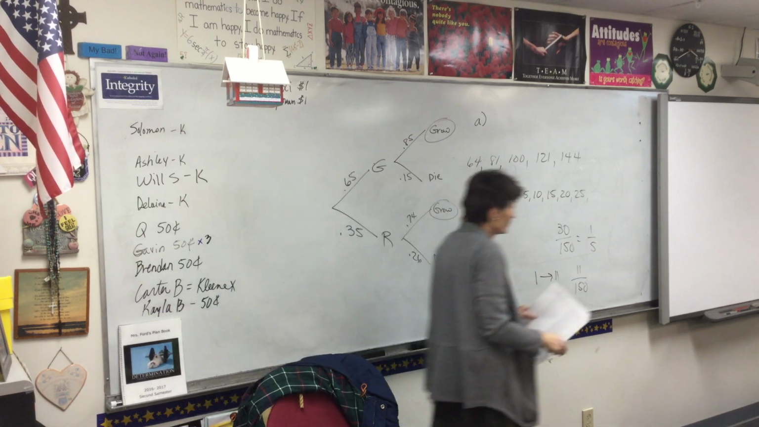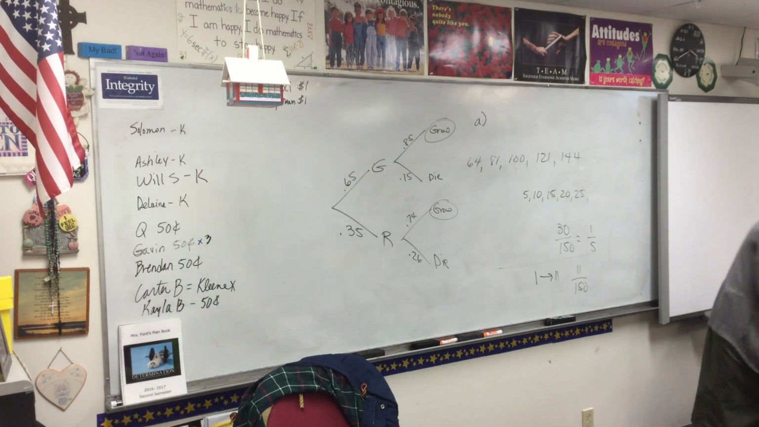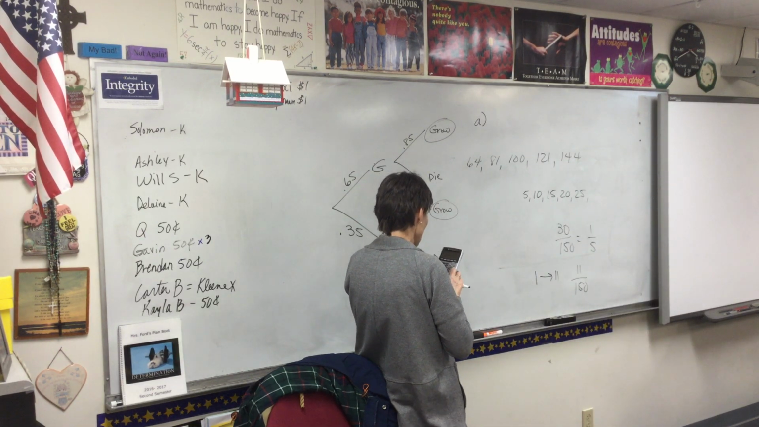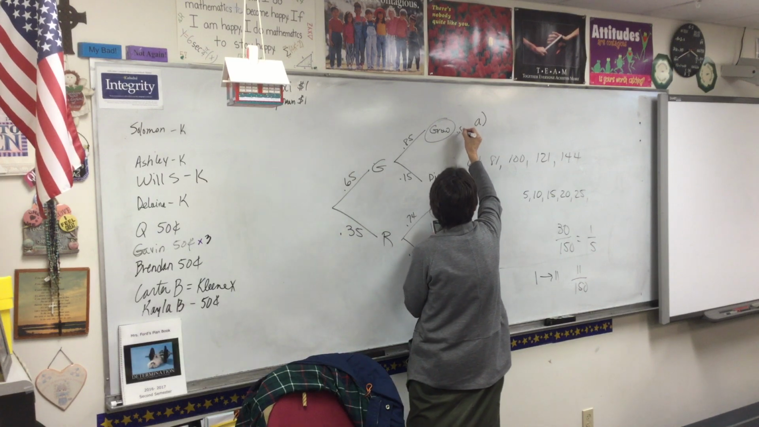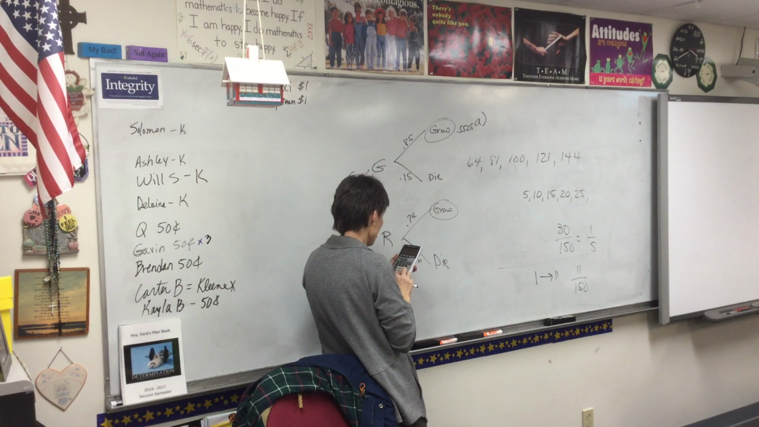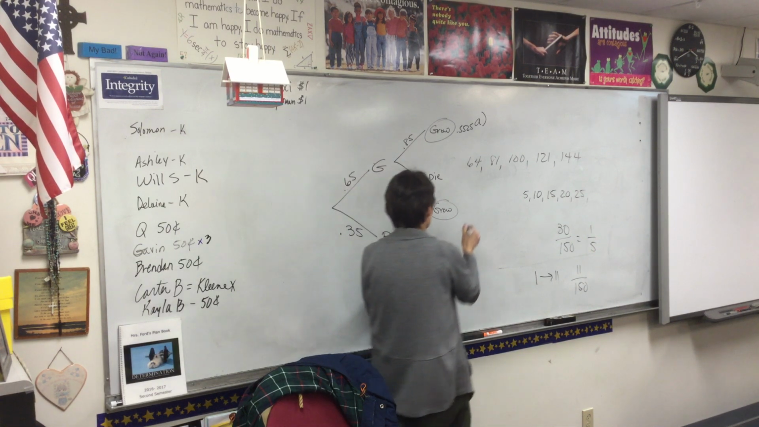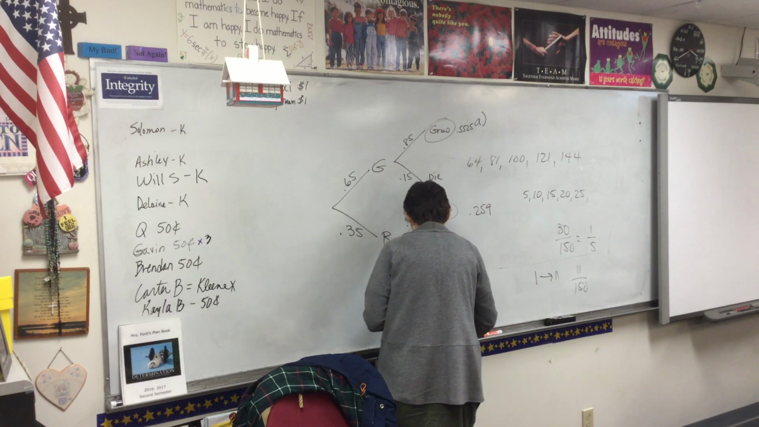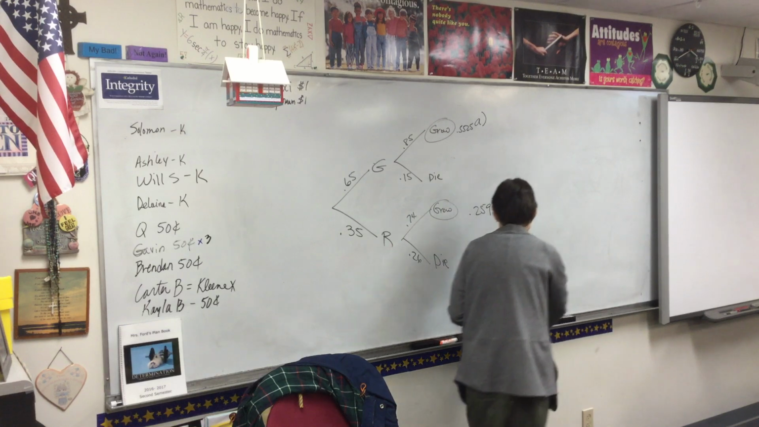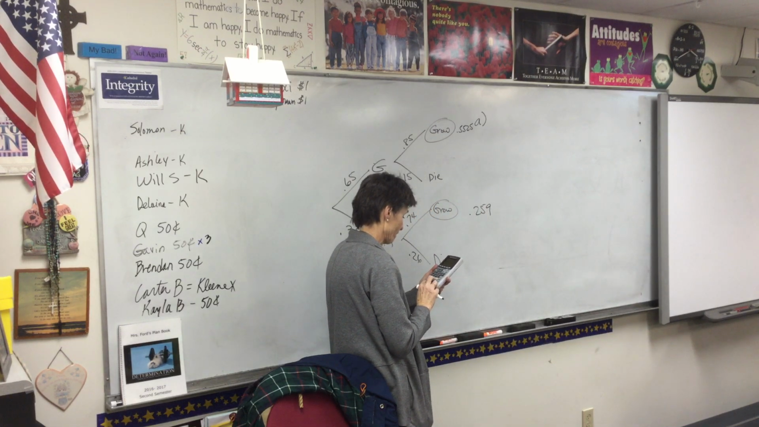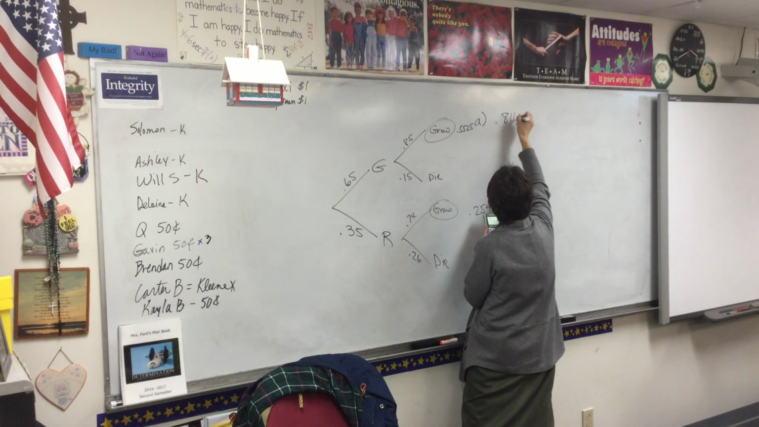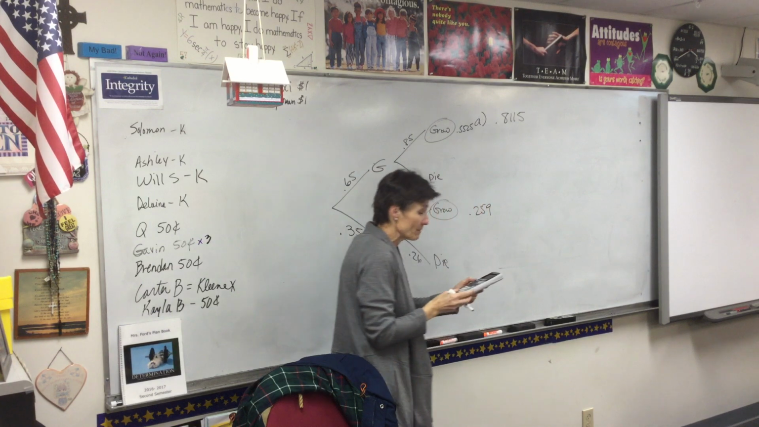So we're going to take our calculators and multiply 0.65 times 0.85 and 0.35 times 0.74. And then what are we going to do to get our final answer? Add those together. And the answer to A is 0.8115. Everybody in agreement? Yeah.